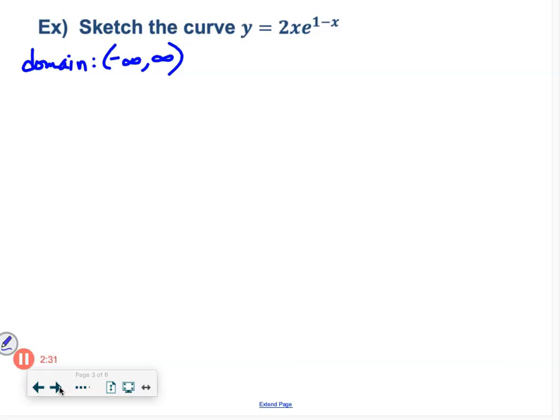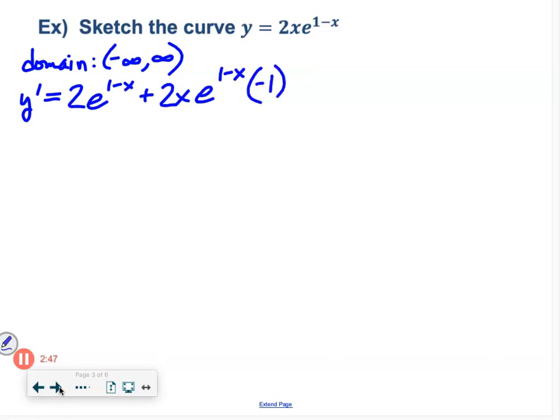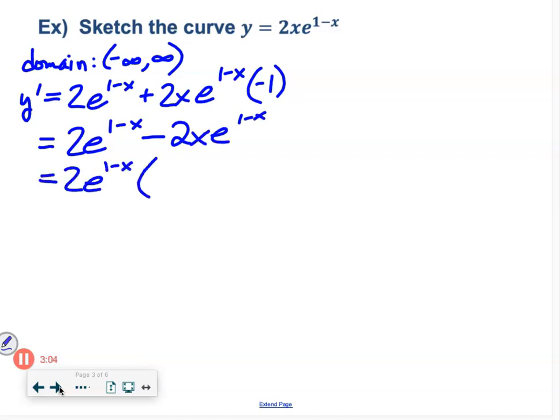All right, so let's go ahead and start in with the first derivative. For y prime, we're going to use the product rule. It's 2e to the 1 minus x plus 2x times e to the 1 minus x times the derivative of 1 minus x, which is negative 1. So our first derivative is 2e to the 1 minus x minus 2xe to the 1 minus x. I'm going to factor out a 2e to the 1 minus x from both terms, and I'm left with just 1 minus x once I factor those out.